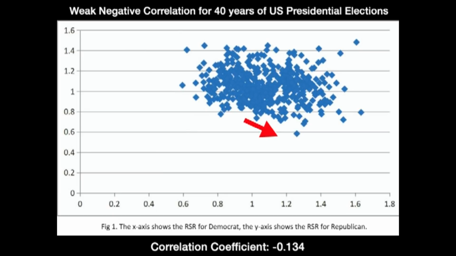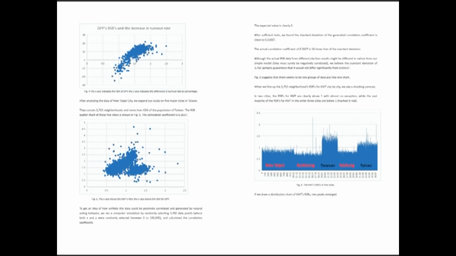So we see here in this graph showing the last 40 years of US presidential elections that we have a correlation coefficient of -0.134, which is a very weak negative correlation between the two major political parties. Okay, on the next two pages we see three more graphs. The first one shows the DPP support rate increasing in a very positive fashion with the turnout rate. The second graph is the 5 cities all put together into one graph, also showing a positive correlation. And the last graph is just the KMT support rate in the 5 cities.